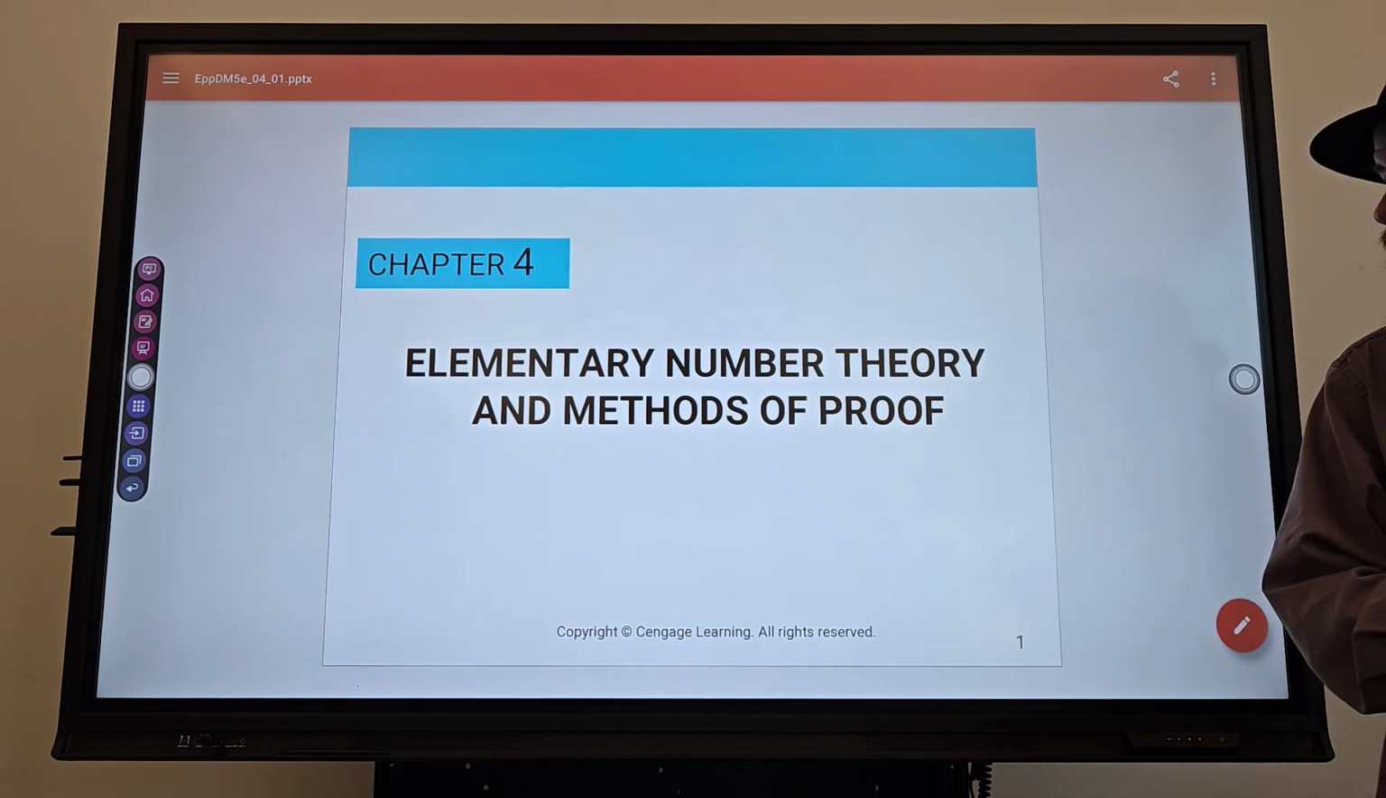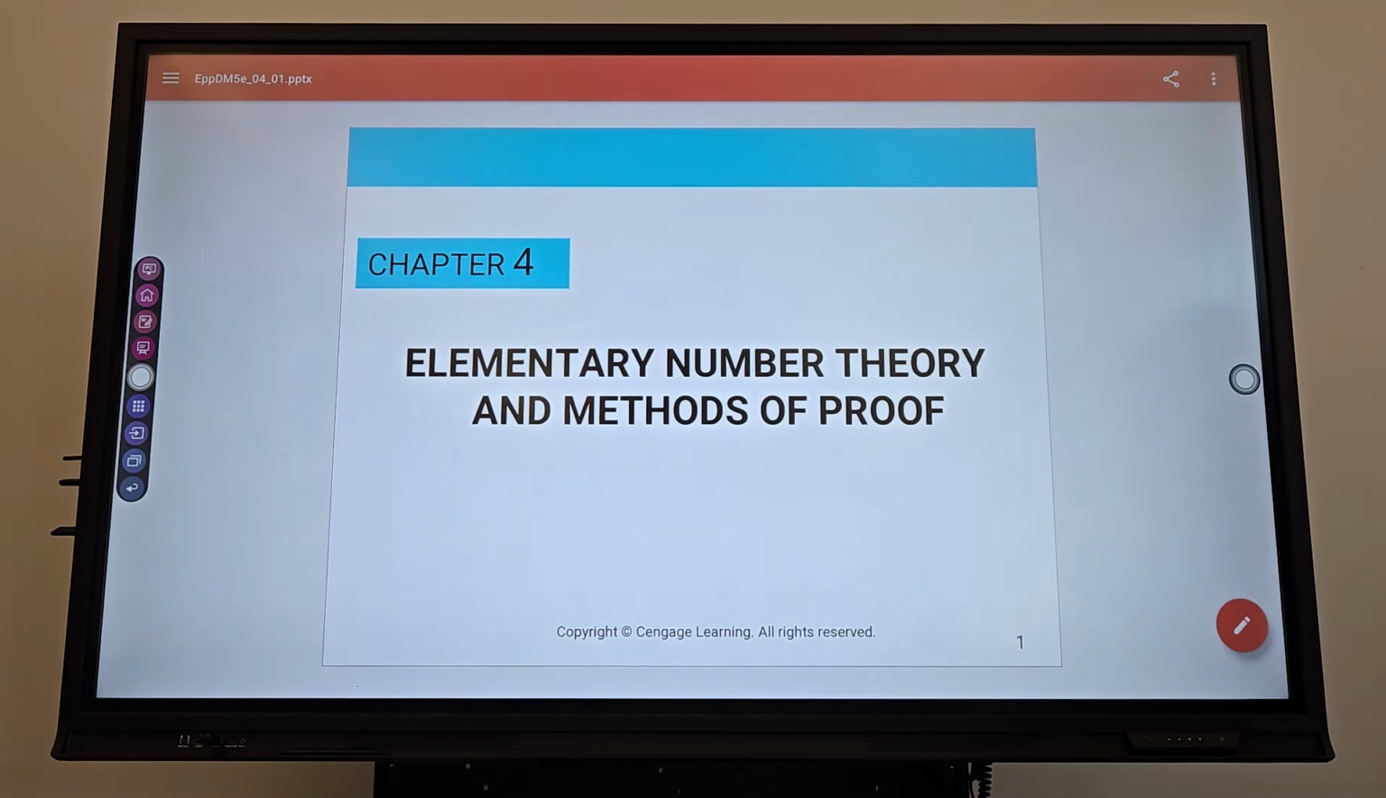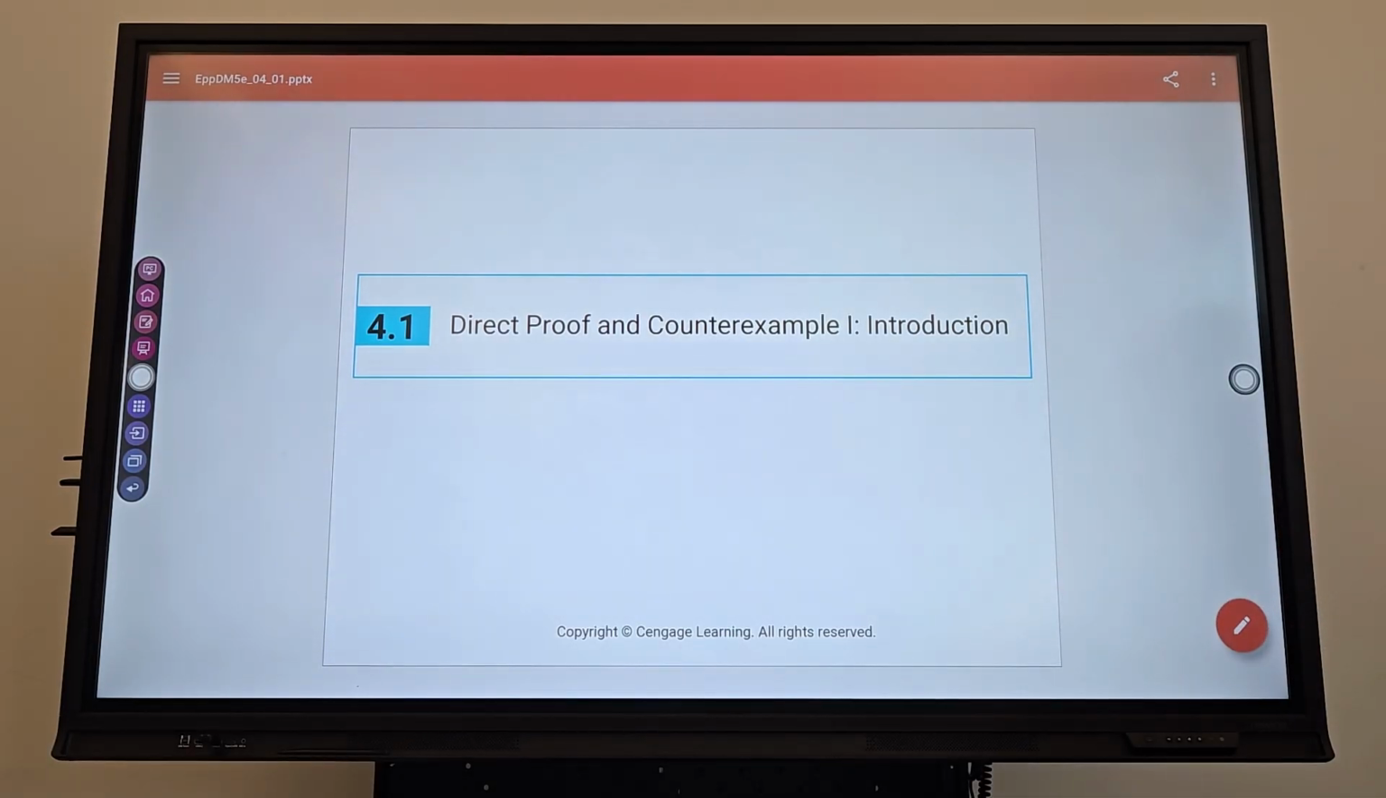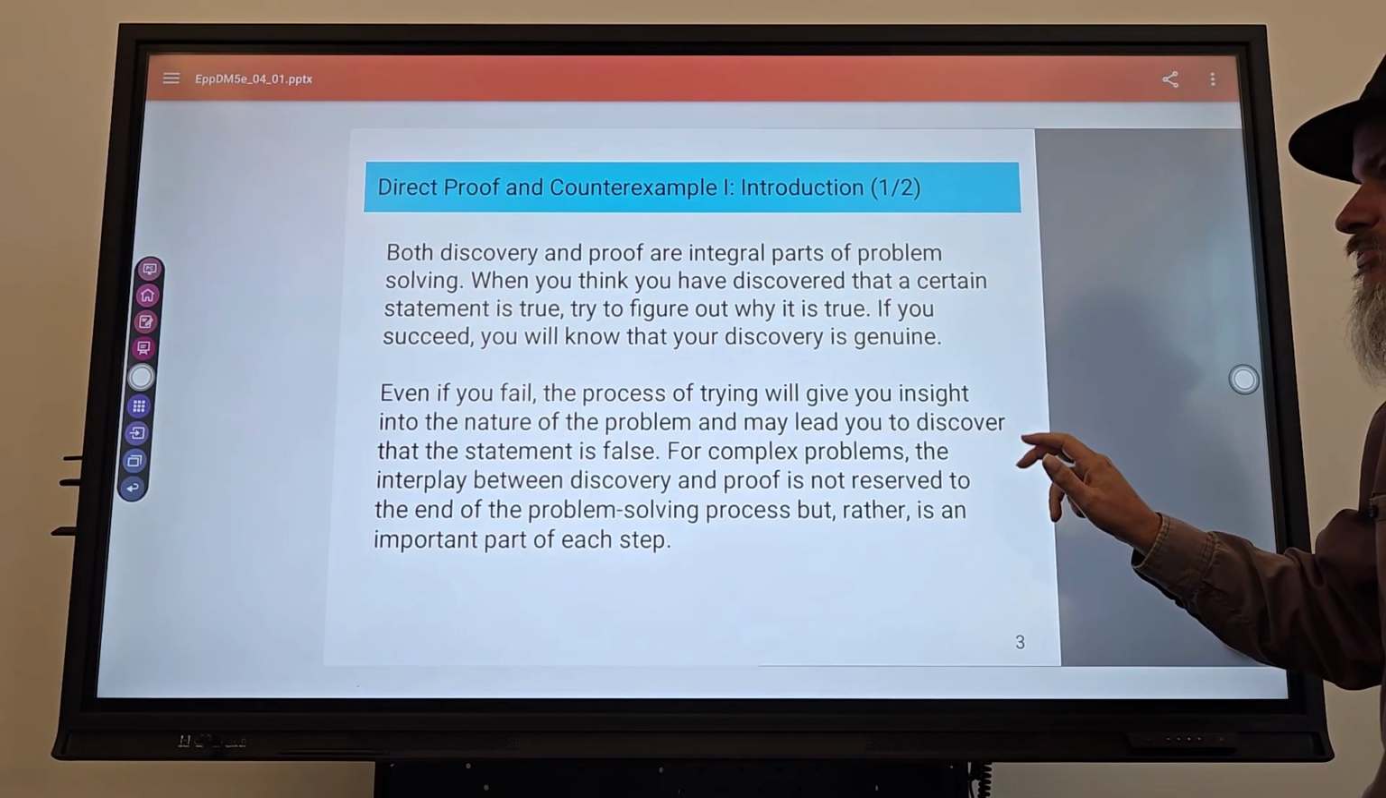I'm going to cover 3 sections today on elementary number theory and methods of proof. Direct proof and counterexample introduction.